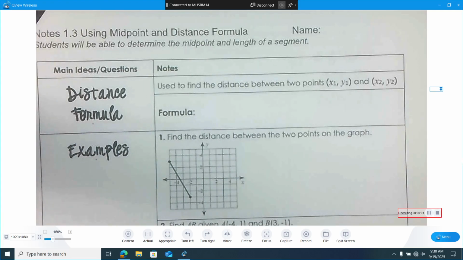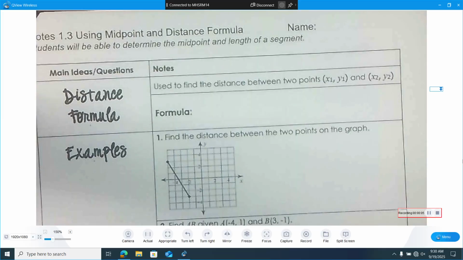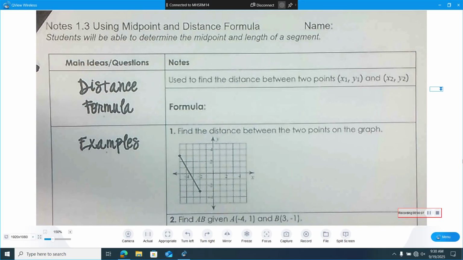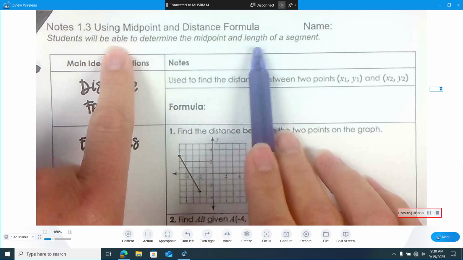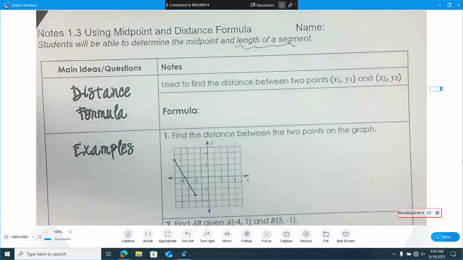Today we are, this is section 1.3, using the distance and midpoint formula. Today we're just talking about the distance formula. The distance formula helps us to determine the length of a segment in two-dimensional or three-dimensional space, but this one is just 2D.